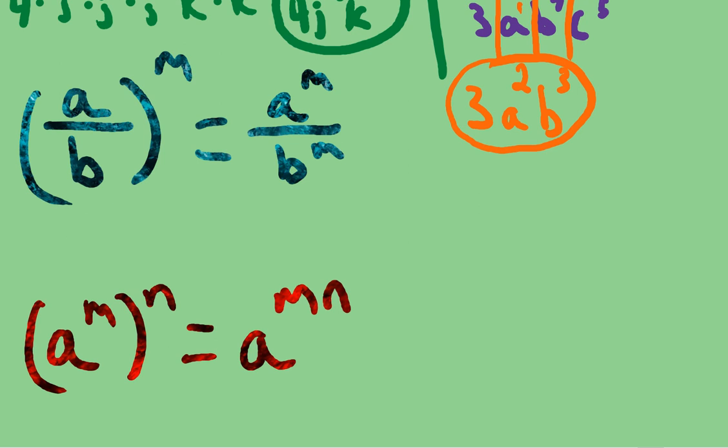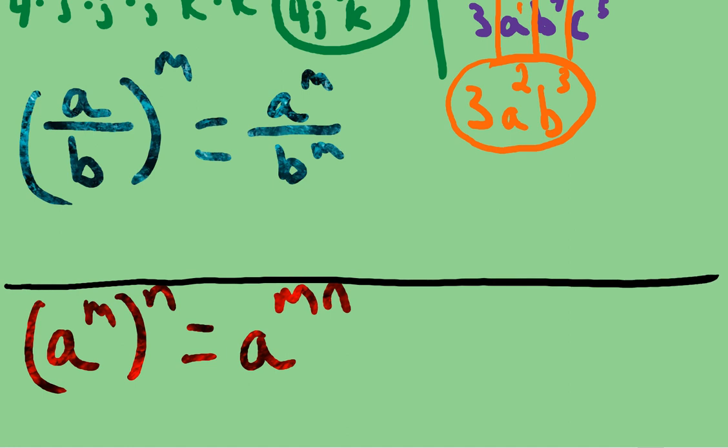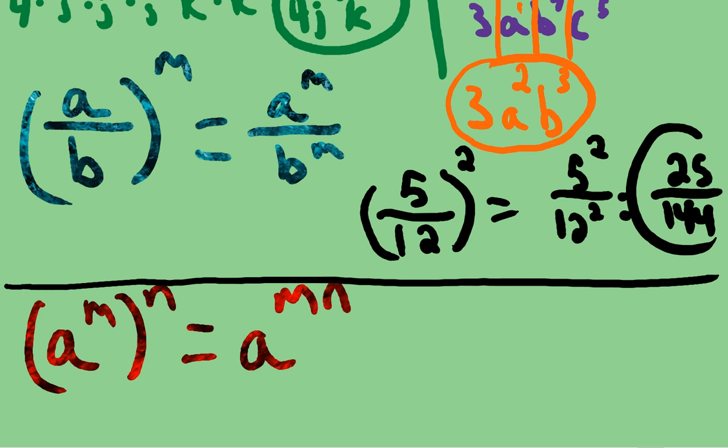Next rule. If you have a power and the base is a fraction, you apply the exponent that is touching the fraction. You apply that exponent to the top and the bottom, such as if you have 5 over 12 and you're squaring that whole thing, that's the same thing as 5 squared over 12 squared, and that gives you 25 over 144. All right, no real rocket science going on there.